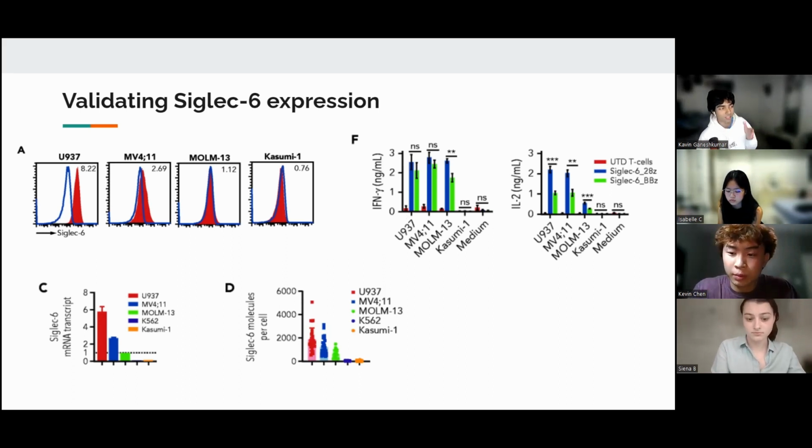So do you use the Siglec-6 to supplement it, or is it more so like screw the T cells? I think it's just like a direct replacement.